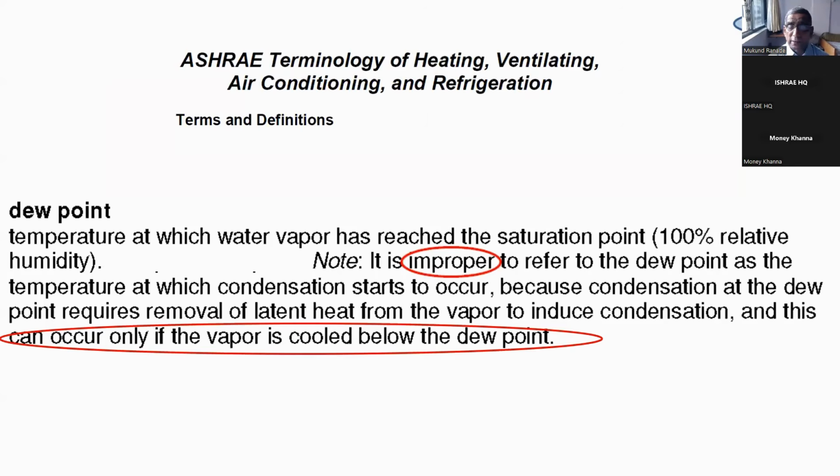But what does ISHRAE terminology say? They say that it is improper to refer to the dew point as the temperature at which condensation starts to occur, because condensation at dew point requires removal of latent heat from the vapor to induce condensation, and this can occur only if the vapor is cooled below the dew point. That means the first drop will occur only if we go below the dew point. So, what is the correct definition?